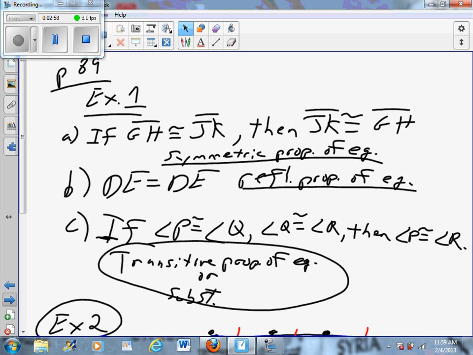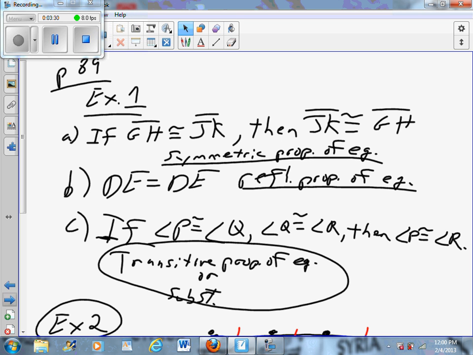Okay. So, if GH is congruent to JK, then JK is congruent to GH. Now, I asked you guys, what would be the answer? What property of equality would justify us stating this? The symmetric property of equality that I have underlined here. DE is congruent or equal to DE. Why is that true? What property of equality or congruence says I can make that statement? The reflexive property, right? Yes.